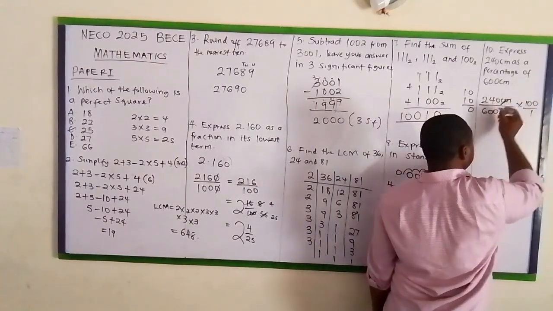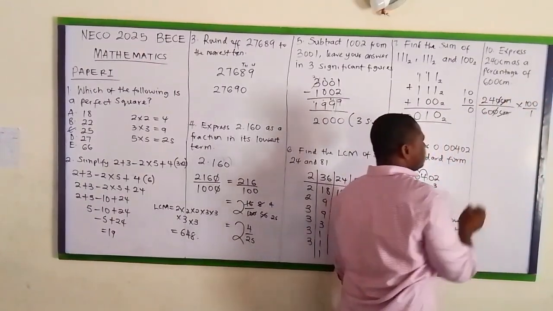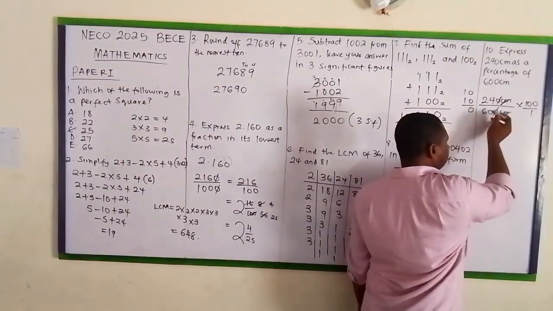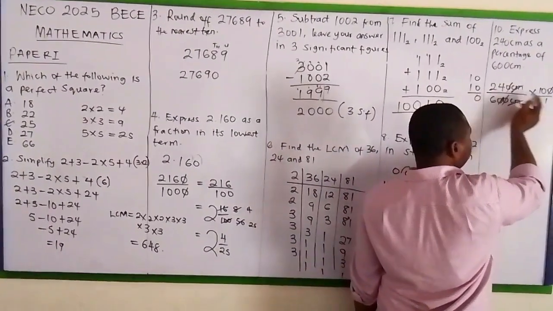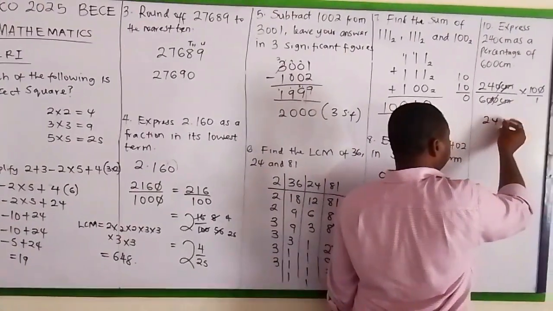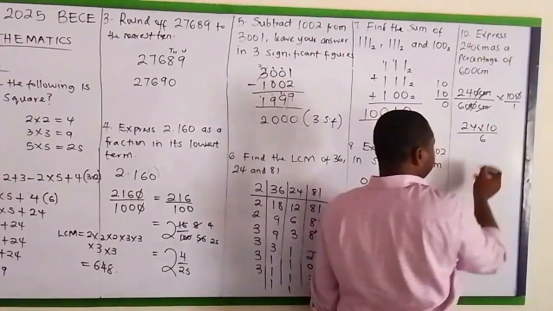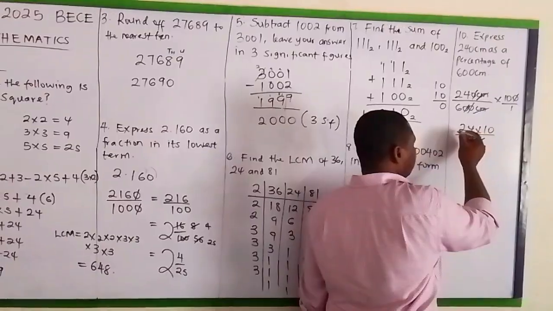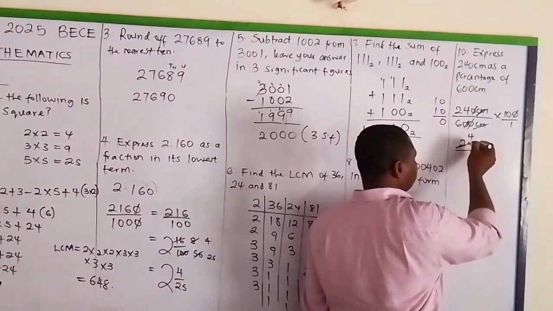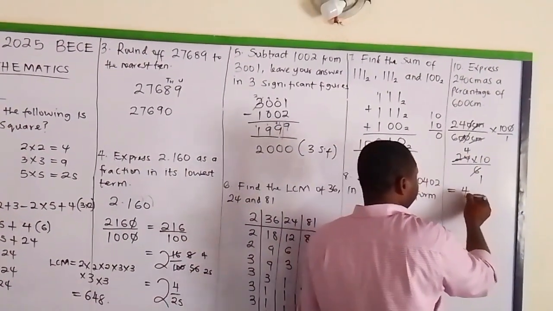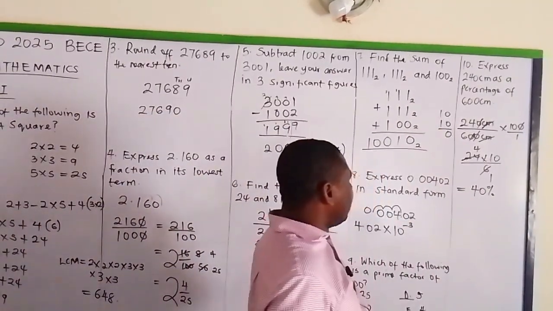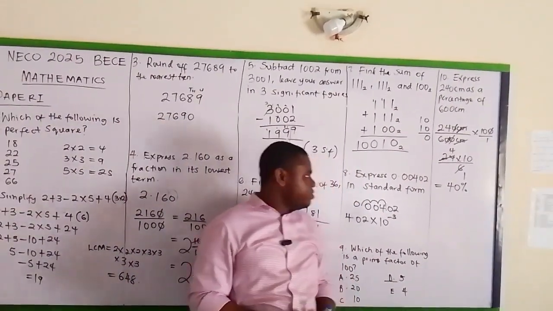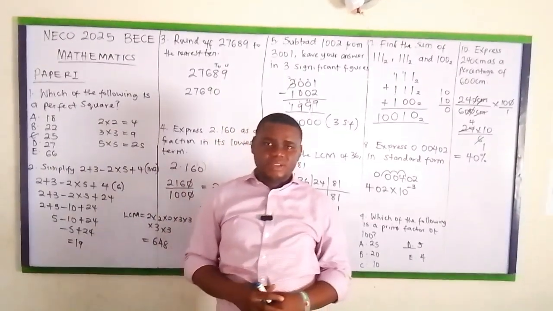This cancels this, 0 cancels 0. So in this case, 0 cancels 0 again. So 24 times 10 divided by 6. 6 goes into itself, 1, goes into 24, that is 4 times. So 4 times 10 gives us 40%. So 240 centimeters as a percentage of 600 centimeters is 40%.